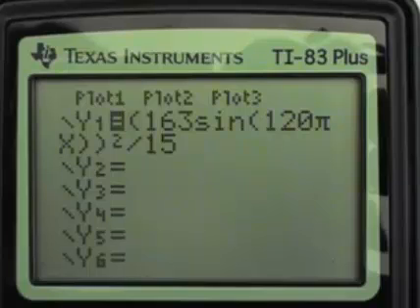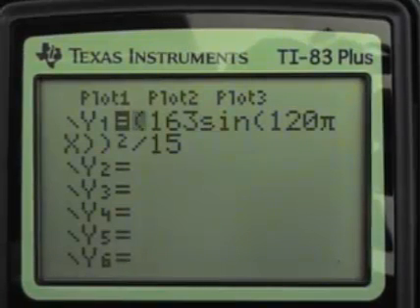So now we want to plug the equation into the calculator. So we know that W equals V squared over R. Remember that V was 163 sine of 120 pi x. So then we need to square that entire expression and then divide the whole thing by 15. So your equation is going to look like this.